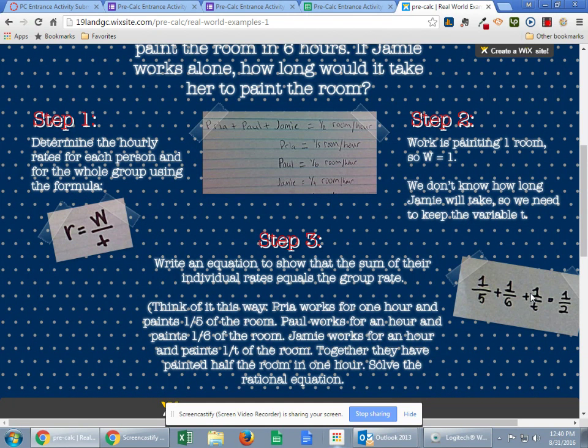Step 2, work is painting one room, so W equals 1. We don't know how long Jamie will take, so we need to keep the variables. Write an equation that shows that the sum of their individual rates equals the group rate.